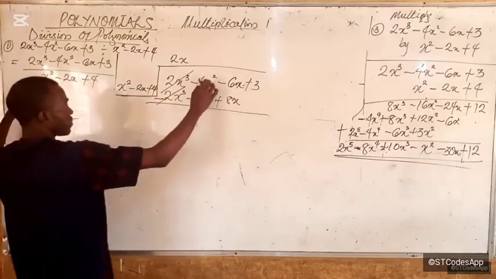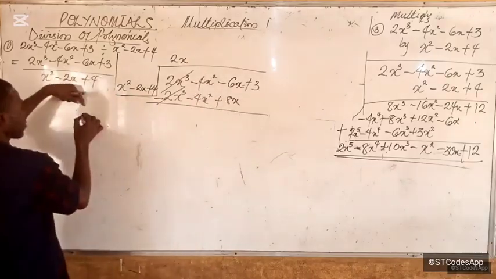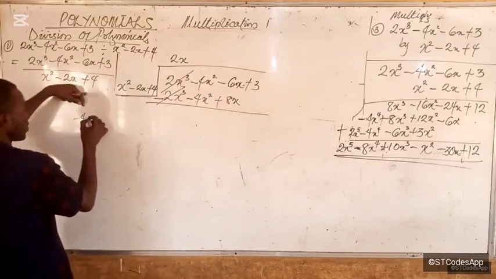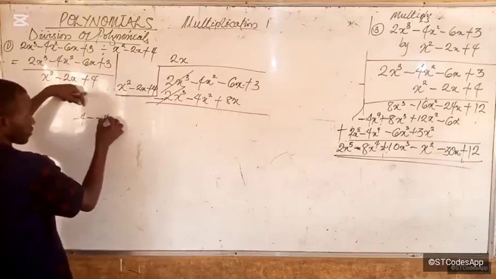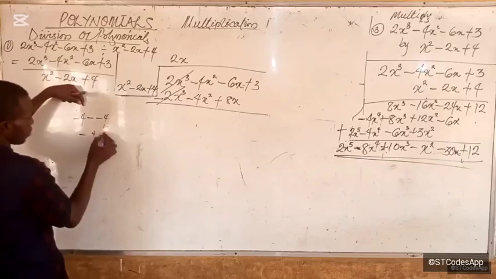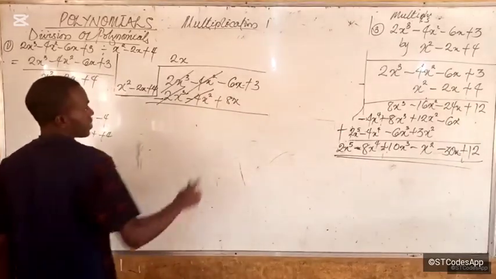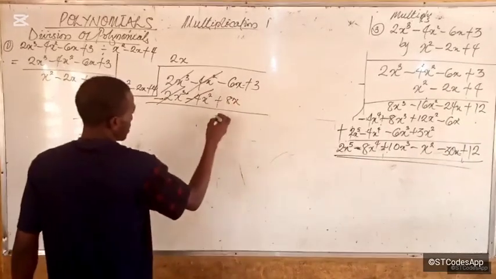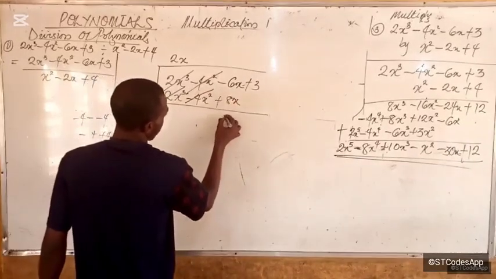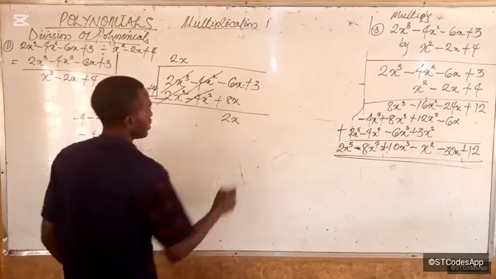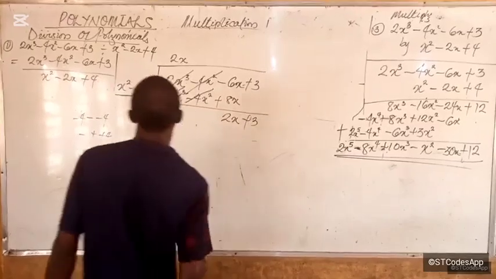Let's eyeball the x squared. Let's just use the coefficient. Minus 4 minus minus 4. That will be minus 4 plus 4, that's 0. So this also goes away. Is that okay? Then we now have minus 6 plus 8. That will be plus 2x. Then 2x plus 3. All right.